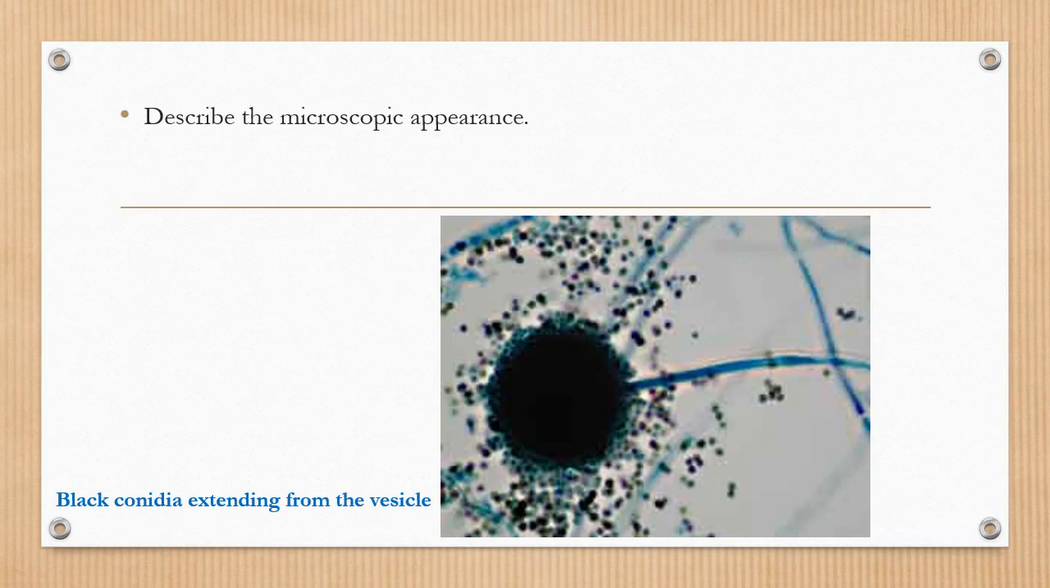Under the microscope, after identifying it macroscopically, we need to see it microscopically. So what we do here is take just a little bit of that growing colony from the plate and put it under the microscope after we treat it with certain agents. And this is what you see. You see black conidia extending from the vesicles. This is the vesicle here, and these are the conidia, these small black dots here.